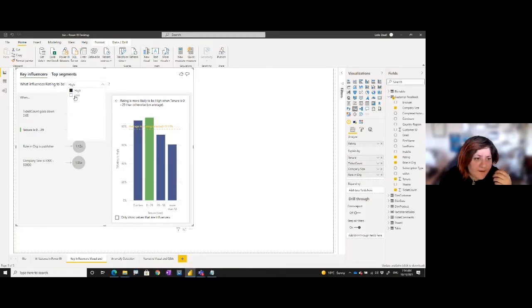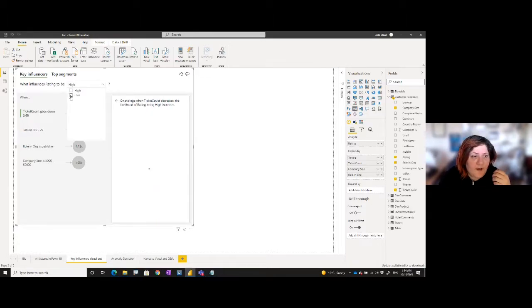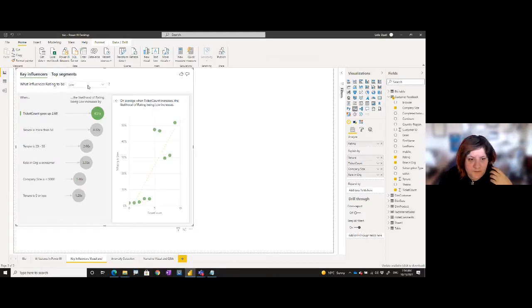Also, you can analyze it based on the low, so you can analyze what the chance is that people rate low. So again, you see that the ticket count is the first one that comes up. This one actually comes from the decision tree that is created behind the scenes. So it grabs the rules from there.